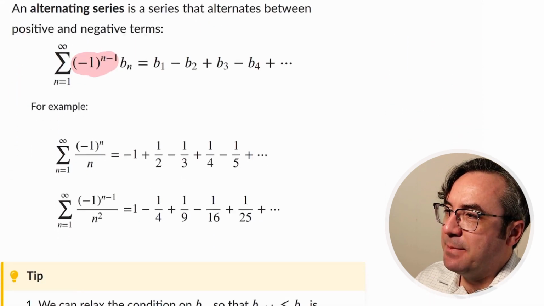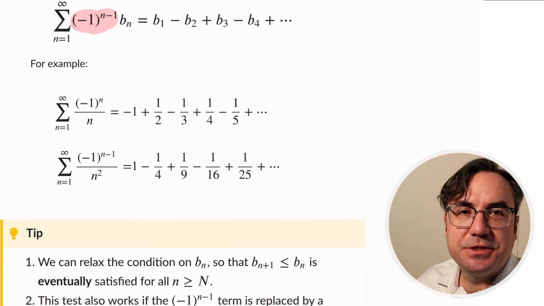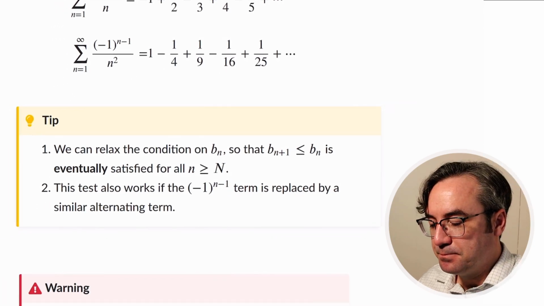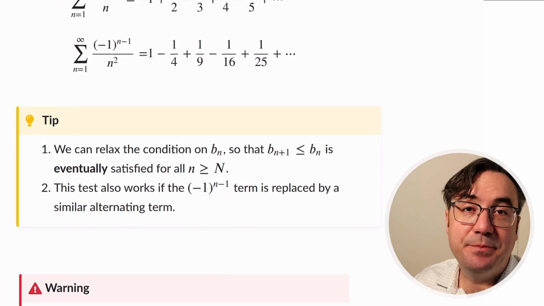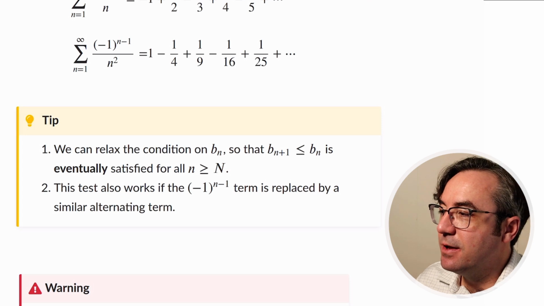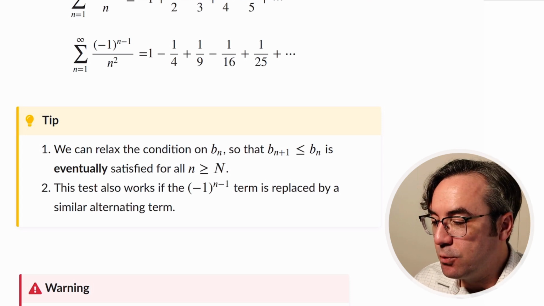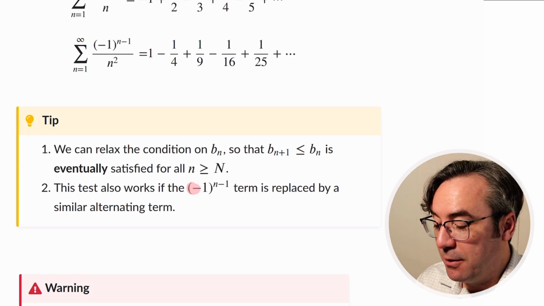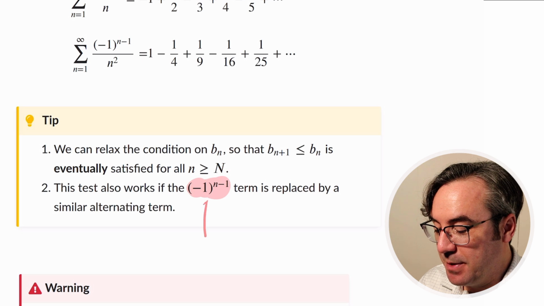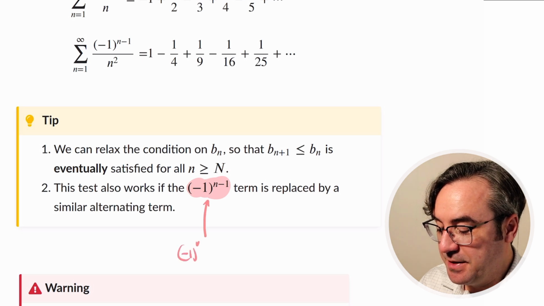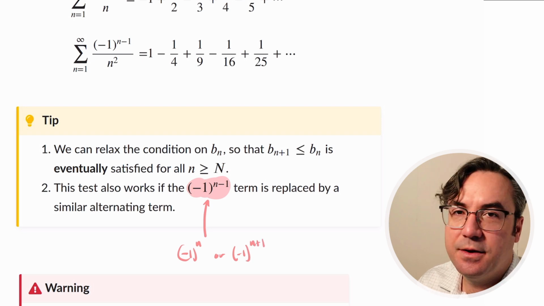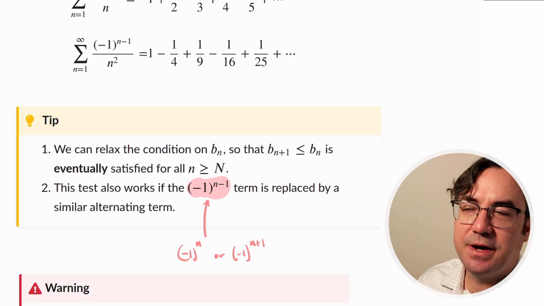We've looked at a few examples of what alternating series look like. Just a couple other comments. It doesn't necessarily have to be this -1 raised to the n-1 term. This test works equally well for other powers of -1. So some other common examples, you might see -1 raised to the n, or -1 raised to the n+1. The alternating series test works just fine for those terms.